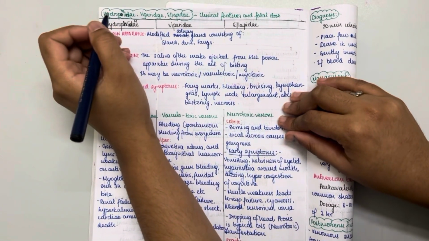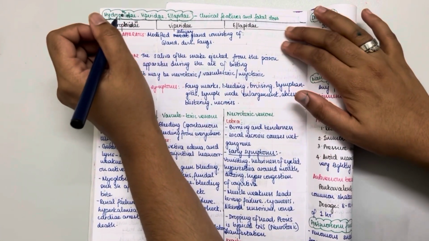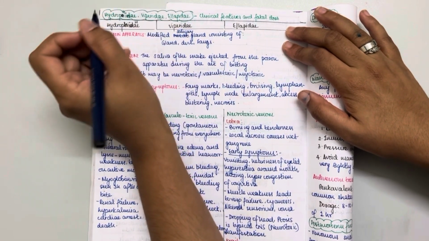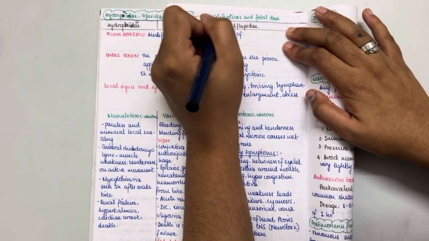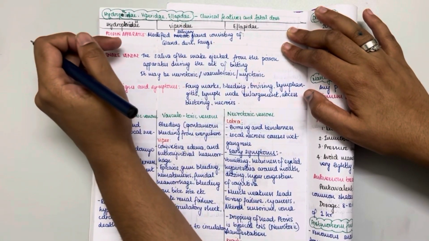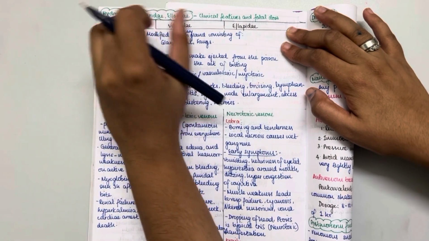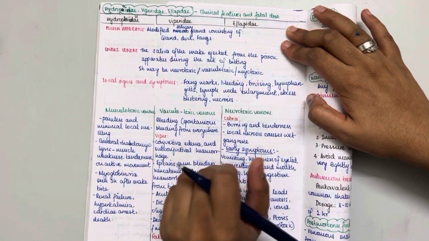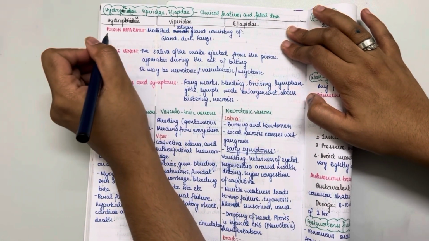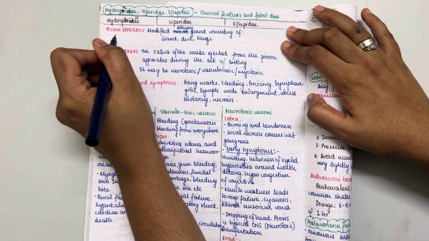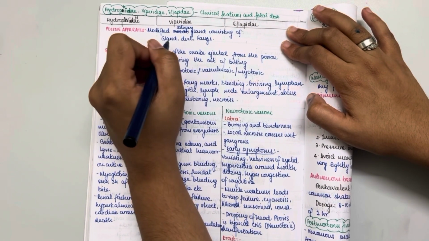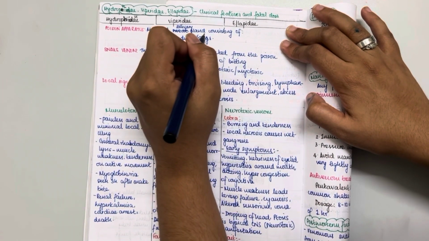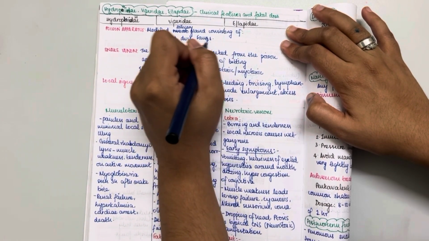So next let us see the 3 families of the snake, that is Hydrophiinae, Viperidae and Elapidae. We are going to see its clinical feature and fatal dose. First let us see 3 points that are common in all 3 families, and then let us see the individual clinical features and fatal dose. So first thing is poison apparatus. Poison apparatus is a place where the poison, or the venom, is going to be stored in the snake. It is nothing but modified salivary gland consisting of gland, duct and fangs.